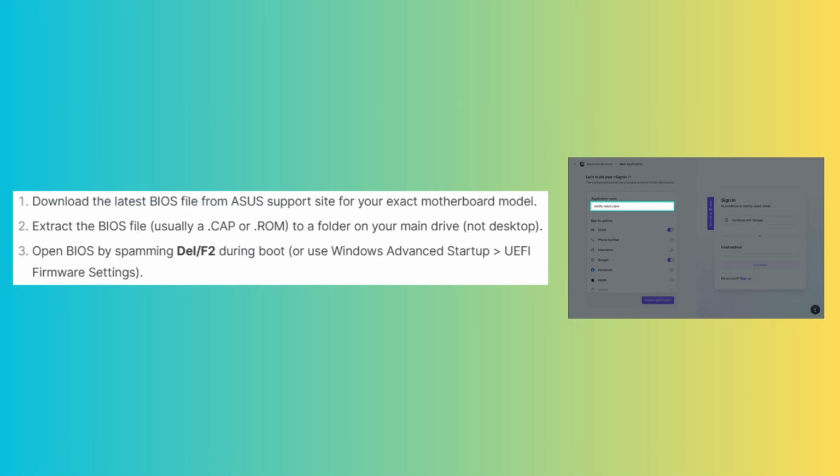First, download the latest BIOS file from the ASUS support site for your exact motherboard model. Extract the BIOS file, usually a .CAP or ROM, to a folder on your main drive, not the desktop. Then, open BIOS by spamming F2 during boot or use Windows Advanced Startup and UEFI firmware settings.